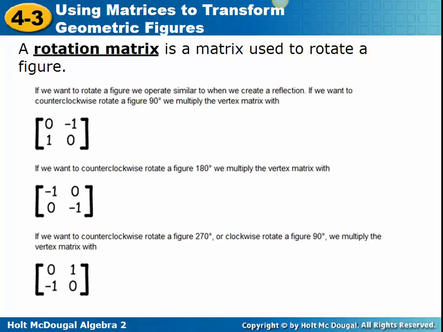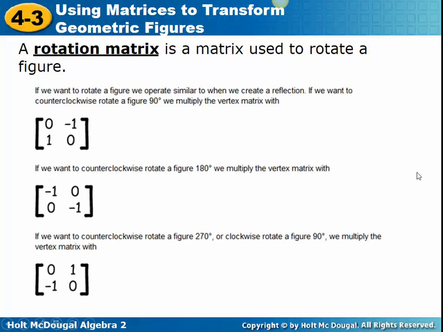So multiplying by 90 degrees counterclockwise, and it's important that you read if it's counterclockwise or clockwise, is 0, negative 1, 1, 0. If you want to, sorry, I said that wrong. If you want to rotate counterclockwise 180 degrees, then that's negative 1, 0, 0, negative 1. And if you want to rotate counterclockwise 270, which is also the same as rotating clockwise 90, those will end up being the same. You can check. Then you multiply by 0, 1, negative 1, 0.